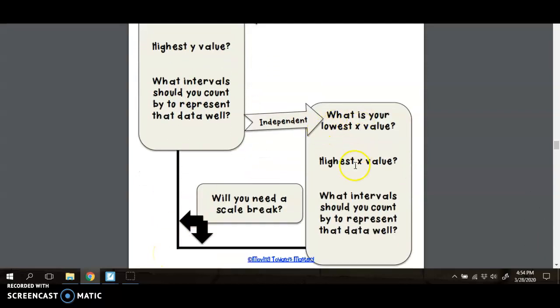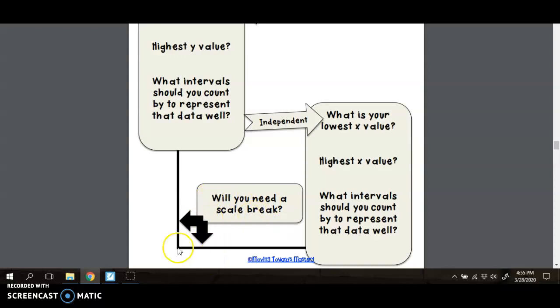Okay, same thing goes for the X values. What are you going to count up by? Okay, are you going to count up by 2s, 5s, 10s? What kind of data are you looking at? Do you want to just go up by 1? Go from 1, 2, 3, so on. Depends on what you're measuring.